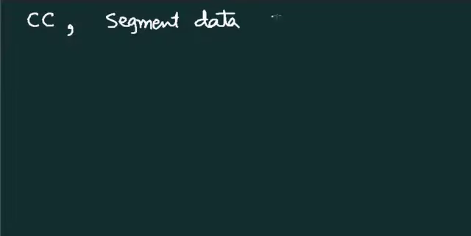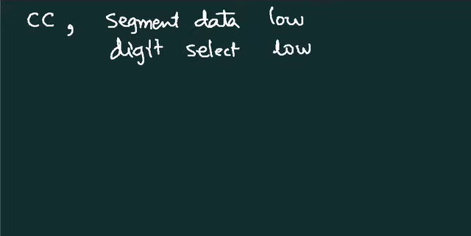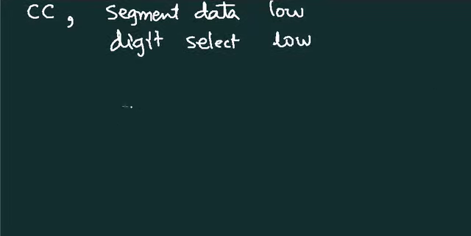Again we try to draw it with a specific case: segment data active low, and digit select also active low. So, how do we do this? Sorry, we had taken common anode first.